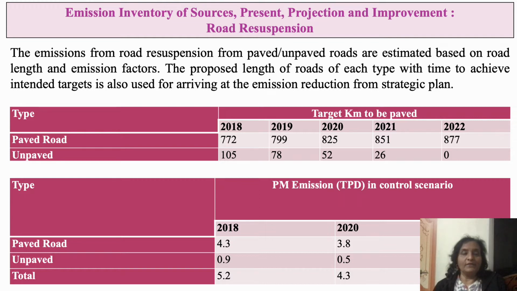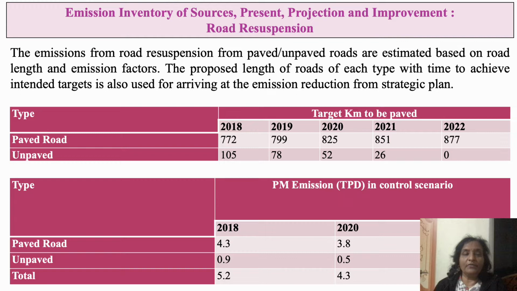So we have seen that through paved roads and unpaved roads, based on the emission factors for 2018, then 19, 20, 21 and 22, based on the business as usual scenario, the growth rate taken as the BAU scenario, we have seen that it increases as per the paved roads condition.